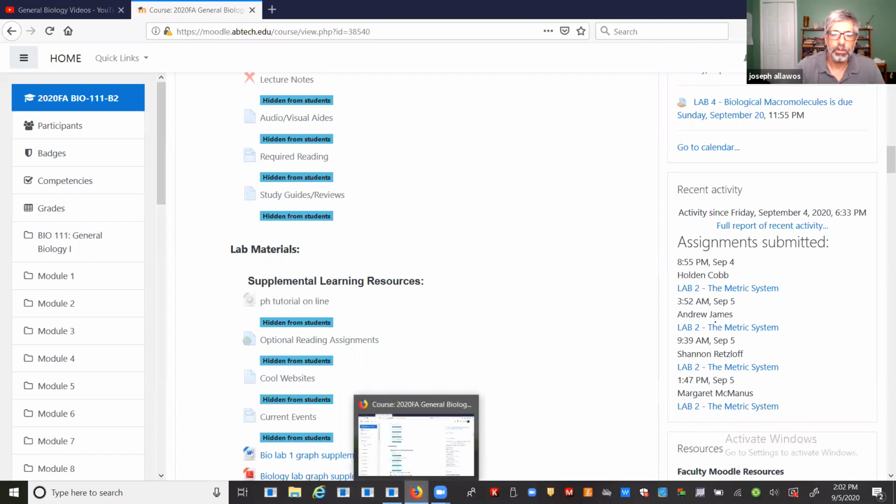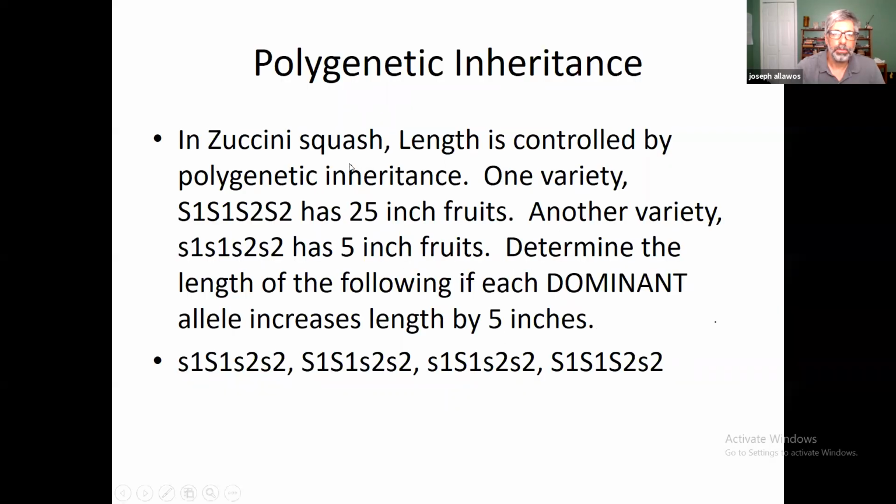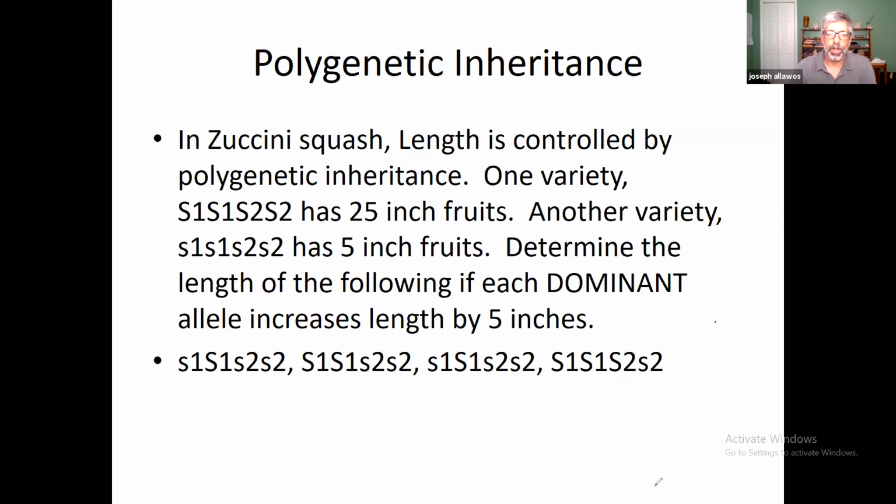Now let's go back to this PowerPoint here and look at an actual example of a problem that we might do that deals with polygenetic inheritance. There's a lot of words in this problem, as you can see, but these end up being actually quite simple. No big deal, we can explain this. You understand what a zucchini squash is. It's a kind of squash. And it says that length is controlled by polygenetic inheritance.